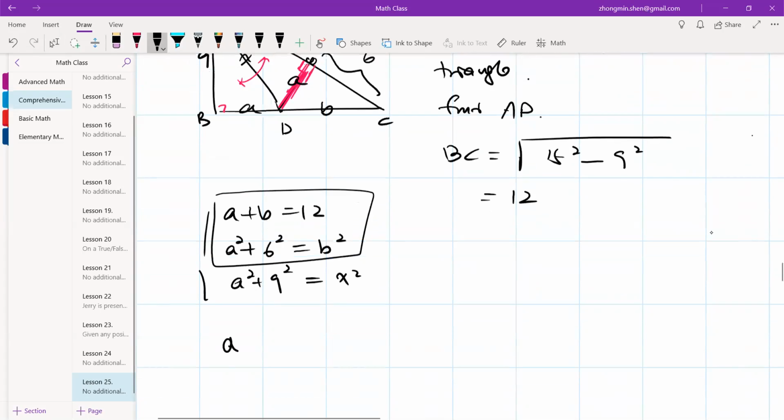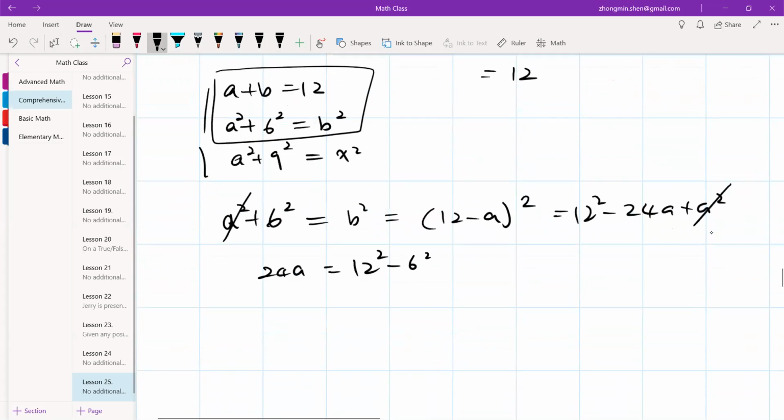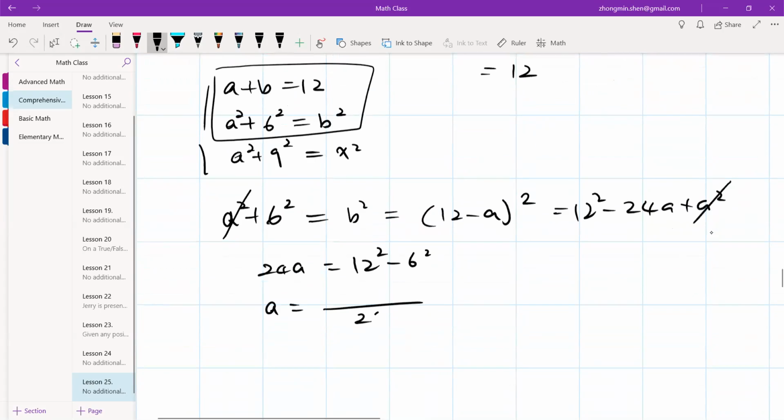Well, A squared plus 6 squared equals B squared. But B squared is going to be 12 minus A squared, okay? Right, by the first equation. So that's 12 squared minus 24A plus A squared, and A squared cancels out. 24A equals 12 squared minus 6 squared. I'm going to simplify it. A is going to be 12 squared minus 6 squared over 24.